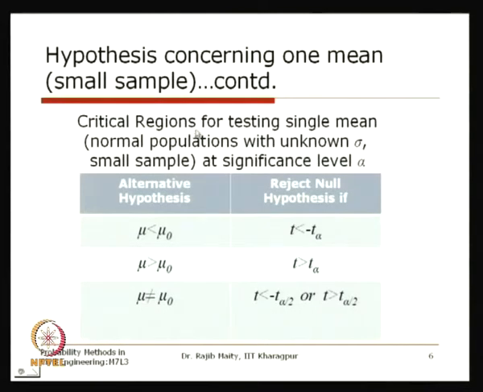And for this case the critical regions will be, for this one sided test, t less than or equal to minus t alpha, and if it is right hand side then it is t greater than t alpha, and for the two-sided test it is less than minus t alpha by 2 or greater than t alpha by 2. So now you can see that for the large sample we are approximating it with the standard normal distribution, and if it is a small sample we have to approximate it to the t distribution with n minus 1 degrees of freedom, where n is the sample size.